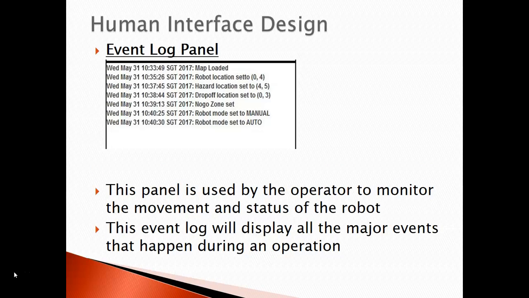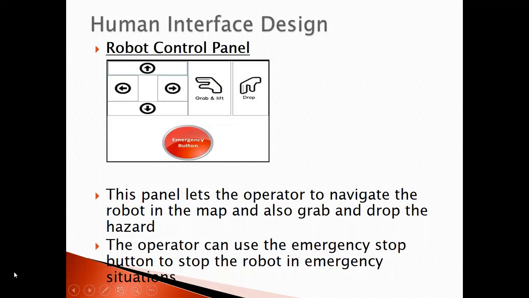Event log panel. This panel will display the major events that occurred during the operation. Examples are map loaded, location set, control mode change, etc. Robot control panel. Robot control panel has navigation buttons to manually navigate the robot in the map, grab and drop buttons to grab and drop the hazard, and an emergency button to stop the robot in the auto mode.